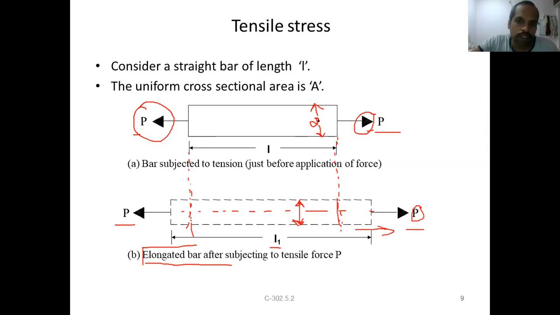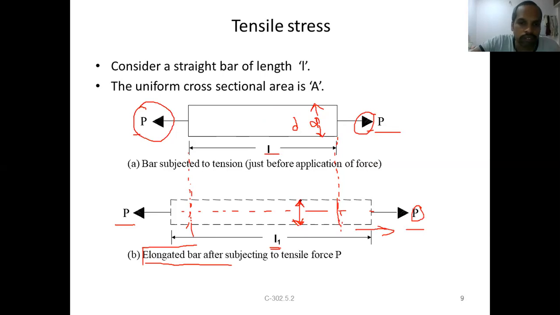I will repeat the question. A member of length L and this dimension, let us say D. If you apply a tension or pull, this length is changed, increased from L to L1. At the same time, what happens to this dimension? Whether it increases, or decreases, or no change.